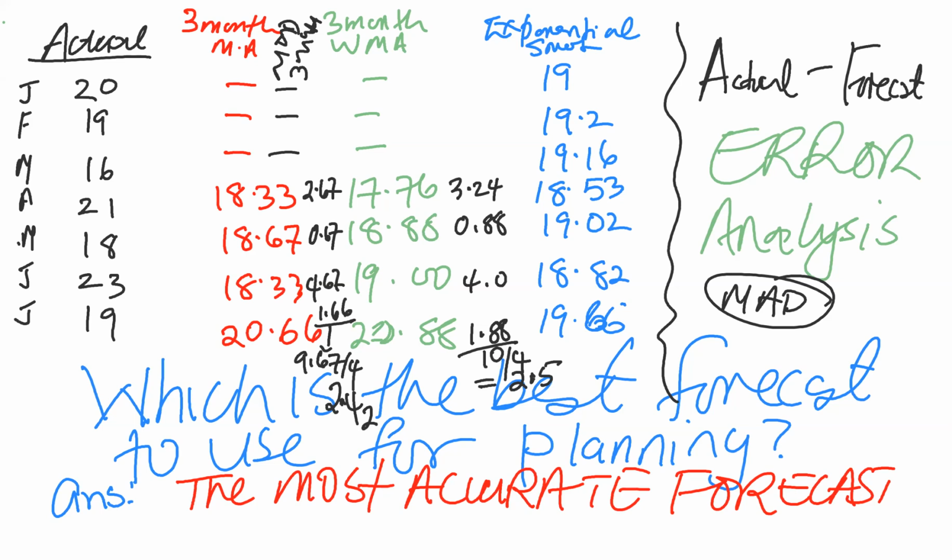For the exponential, it's 20 minus 19, and that gives you 1. Then it's 19 minus 19.2. That gives you negative 0.2, but we're simply going to write down the 0.2, right? Then it's 16 minus 19.16, which is negative 3.16, so we're going to write down 3.16.